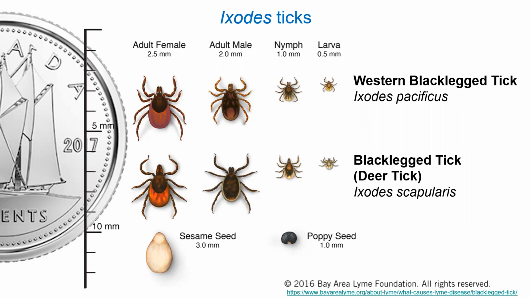But ticks are not picky. You've got blood, they will bite you. Bird, animal, whatever. And notice I said bird. So these things can bite birds, and birds can fly anywhere.